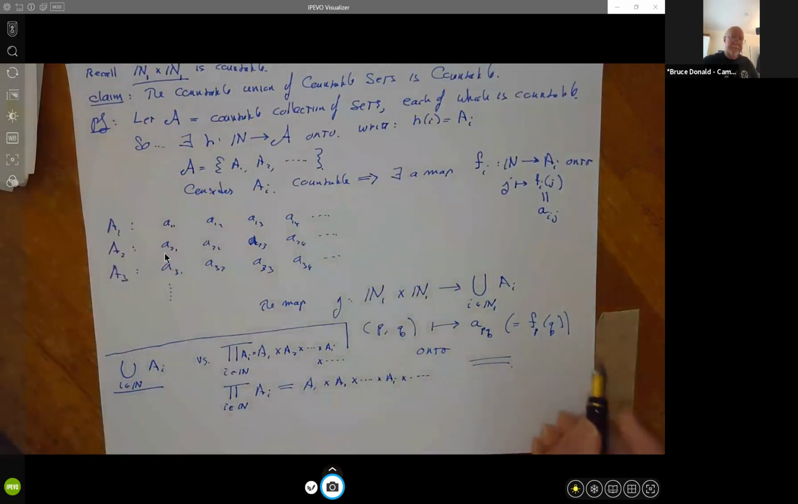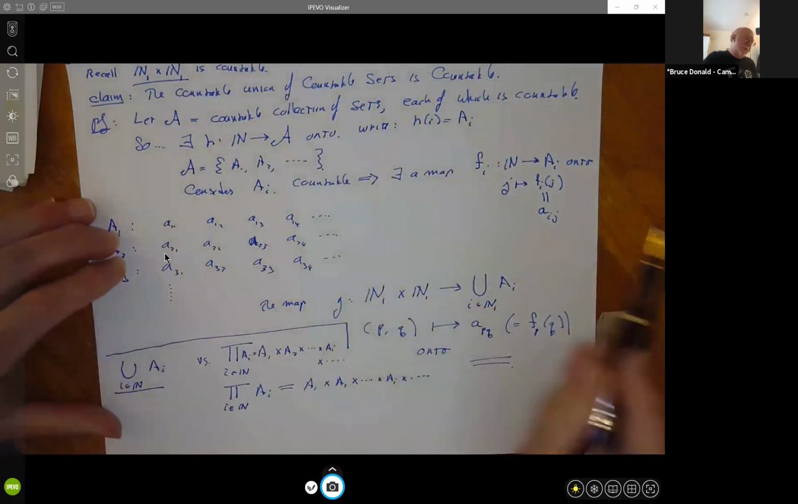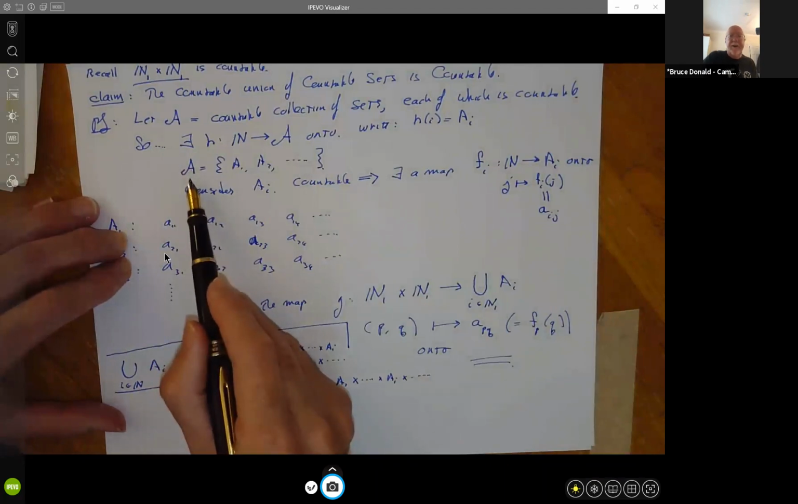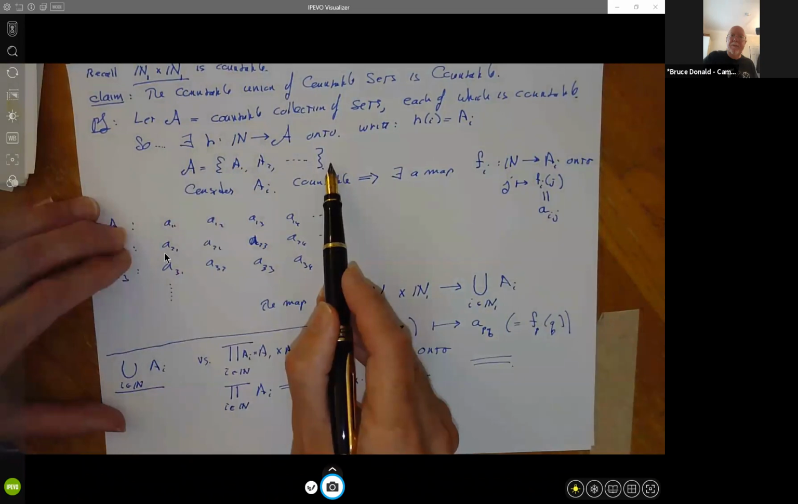I have a question. Yes. On the wording of the claim, why do we say the countable union of countable sets is countable instead of just the union of countable sets is countable? Because if the union isn't countable, it's not countable. So you see, it's a really great question you're asking here. So consider the set curly A here. This set has to be countable, right?